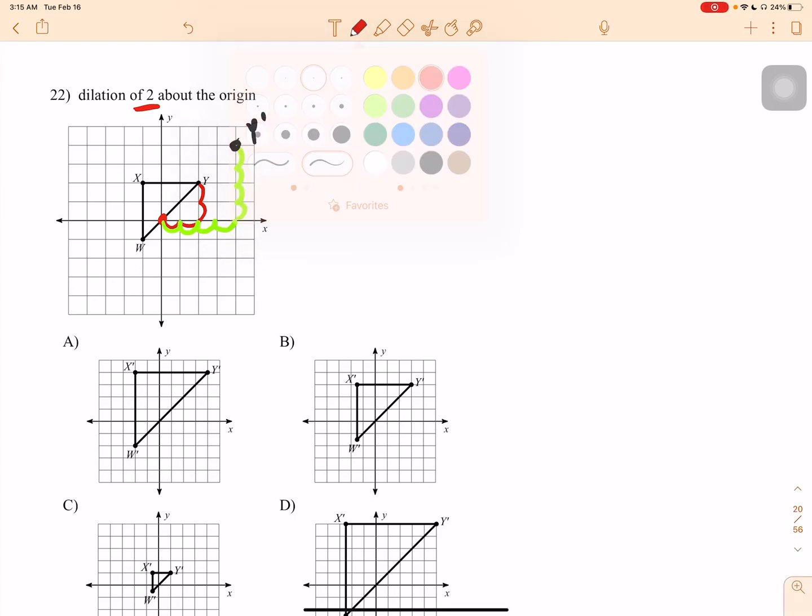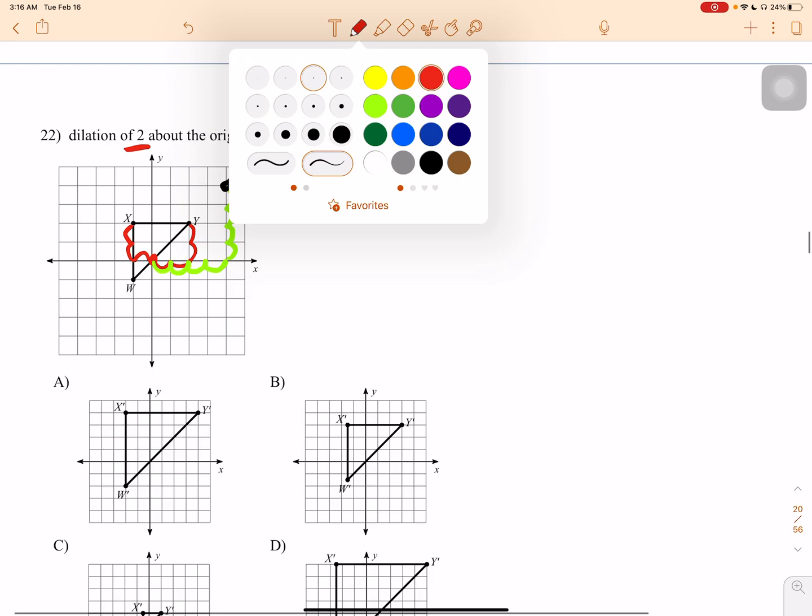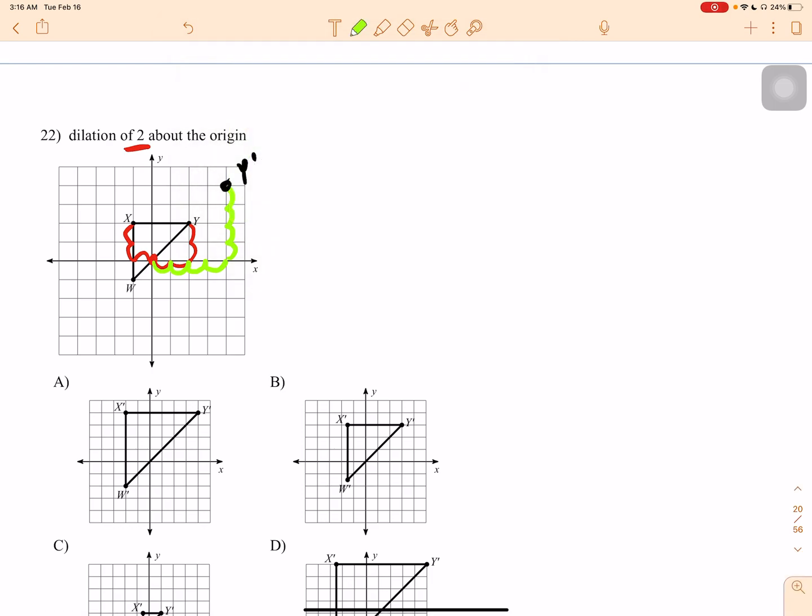So I can do the same thing over here. So from the origin to one of my points, x, I go to the left one, and then up 2. Okay. So now for the dilation, I need to be 2 times away from that. So I'm going to go to the left 2 times instead of just 1 time. And instead of going up 2 times, I'm going to go up 4 times because 2 times 2 is 4.